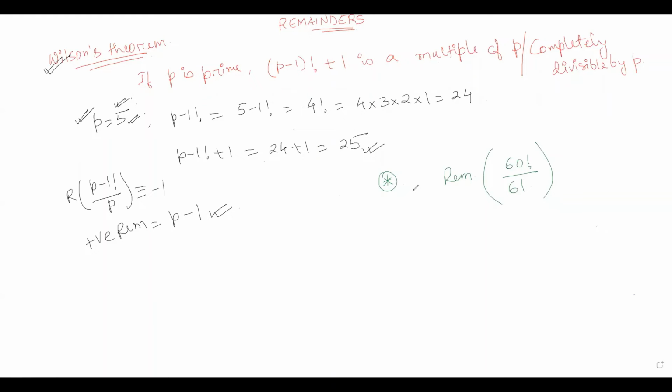Now, if I want to find the remainder when 60 factorial is divided by 61, in that case, by using Wilson's theorem, we can say that 60 factorial divided by 61 will give us a negative remainder of minus 1. So the positive remainder or the actual remainder would be simply minus 1 plus 61, which is 60. So whenever we want to find the remainder when p minus 1 factorial is divided by p, where p is a prime number, then simply by using Wilson's theorem, we can say that the remainder would be p minus 1.